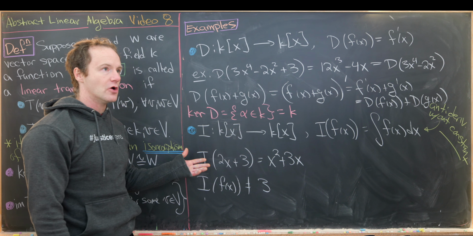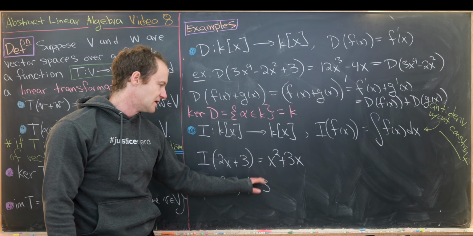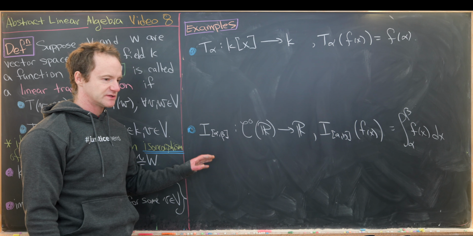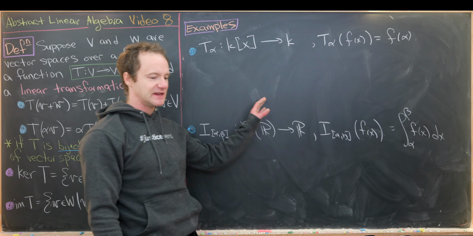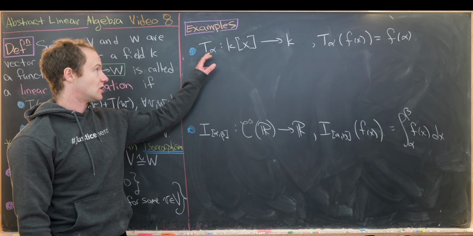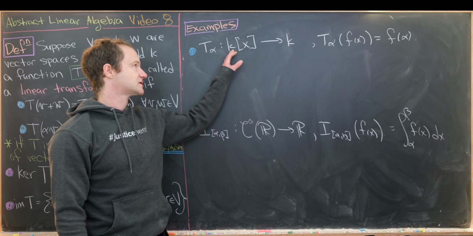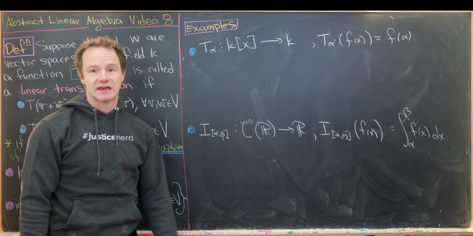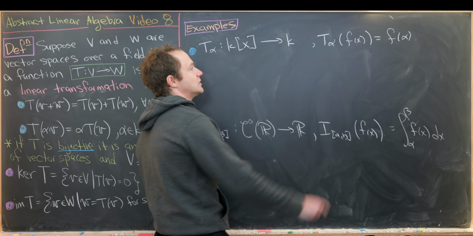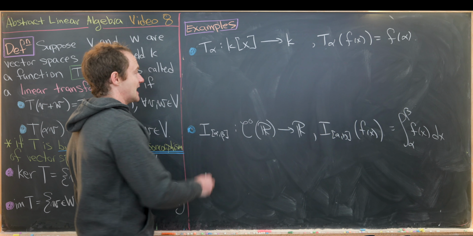So there are no polynomials with degree -1, which is what we would need for this to work out for this 3 here. So our next 2 examples will take large vector spaces and condense them down to smaller vector spaces. So my first one, which I'll call T alpha, starts with the vector space of polynomials and goes to the ground field K. And this is called the evaluation map. So T alpha of f of x is equal to f evaluated at alpha.